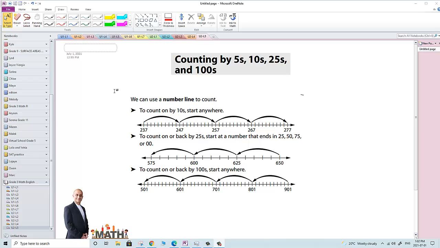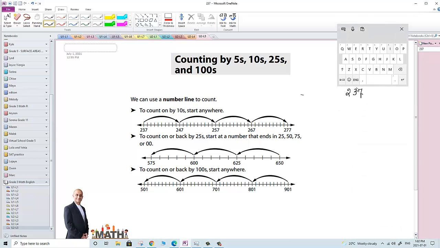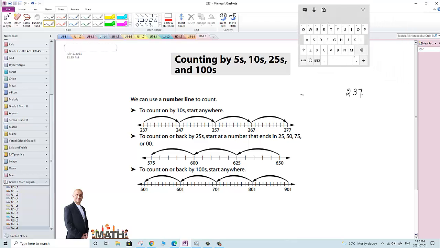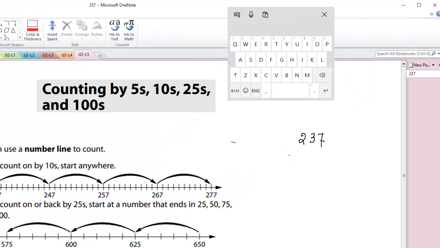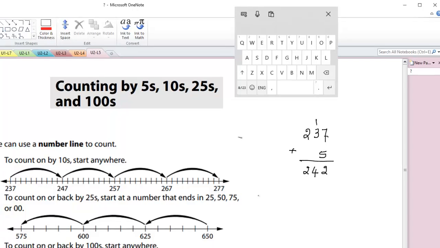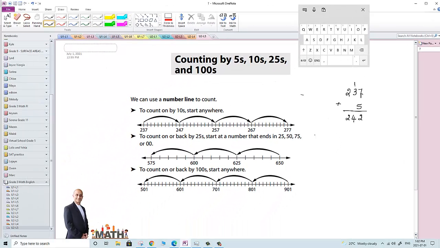So if I have, let's say, a number and this number is 237 and someone tells me I need you to add or count by 5, how can you do it? In this case we have to add by 5 this way. I can say 7 plus 5 equals 12. I have 1 and 3 equals 4, and after that I have the 2. This is one strategy to do the addition.